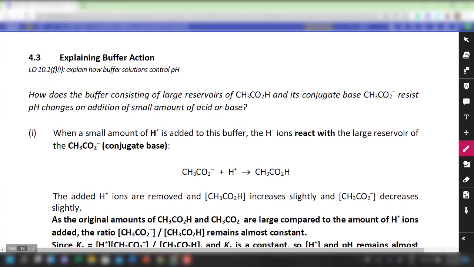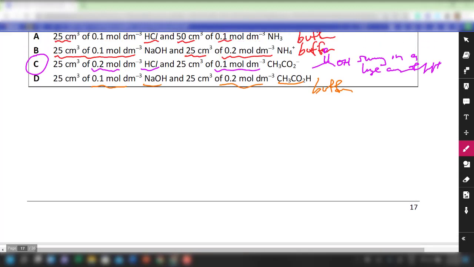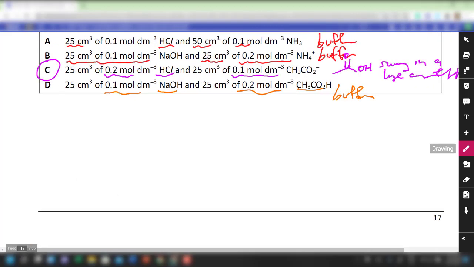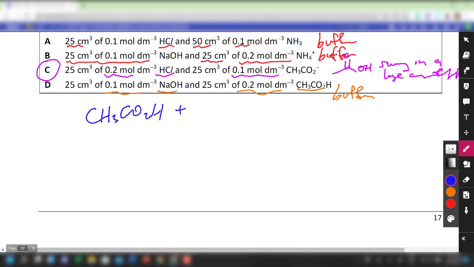Okay, so moving on to 4.3, when we are trying to explain the buffer action. Okay, so maybe before I discuss this, I thought it would be interesting to just use the blank space here to explain a little bit about how a buffer actually works, without going into 4.3 first. Okay, so I will be discussing an ethanoic acid buffer. So we have ethanoic acid and we have ethanoate.